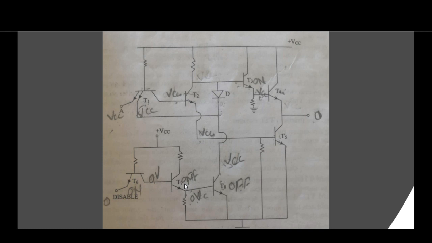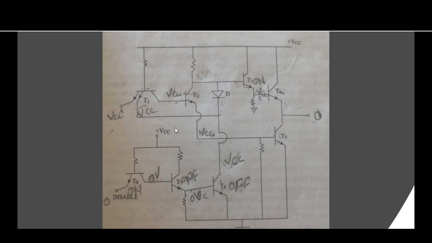As T7 is turned off, its emitter is connected to the base of T8, making T8 turn off. As it turns off, a VCC voltage will appear at the collector of T8, making the diode reverse biased. Now this operation will make VCC the output at the cathode of the diode, and this connection is also connected to the emitter of T1. This VCC will appear at the emitter of T1.